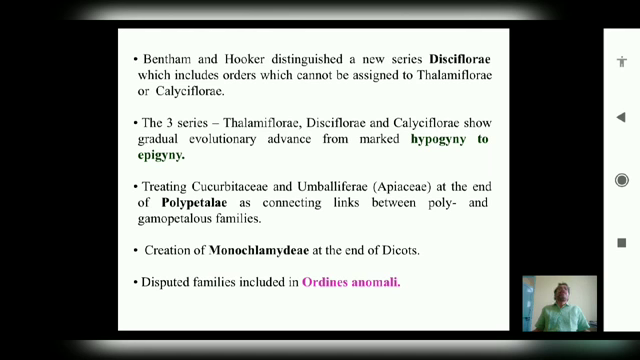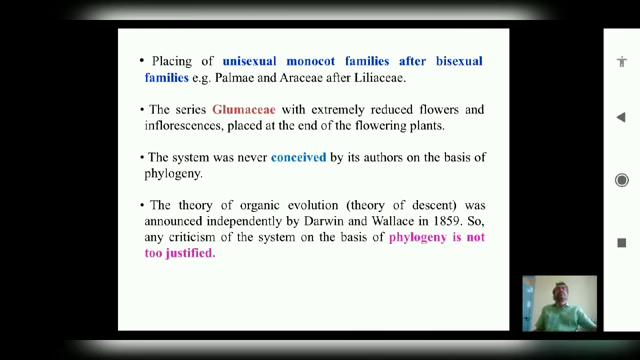The 3 series Thalamiflorae, Disciflorae, and Caliciflorae show gradual evolutionary advance from marked hypogyny to epigyny, and treating Cucurbitaceae and Umbelliferae at the end of polypetalae was also justified. The creation of Monochlamydeae at the end of dicots is justified. Disputed families were included under Ordines Anomali. And the placing of unisexual monocot families after bisexual families was also justified. The series Glumaceae with extremely reduced flowers and inflorescences were placed at the end of the flowering plants.